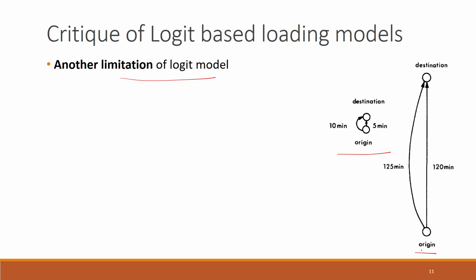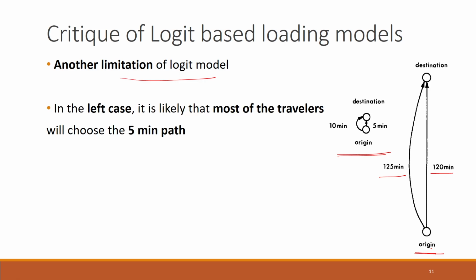And in this other case, the measured travel time of one of the paths is 120 minutes and the measured travel time of the other path is 125 minutes. A key thing to notice here is that the difference of the measured travel times of these two paths is equal to 5 minutes in this case also, because 10 minus 5 is equal to 125 minus 120. Now in this leftmost case, it is likely that most of the travelers will choose the 5-minute path.